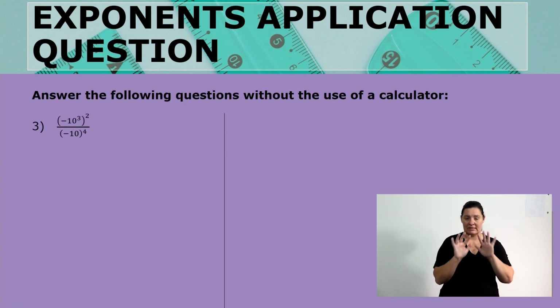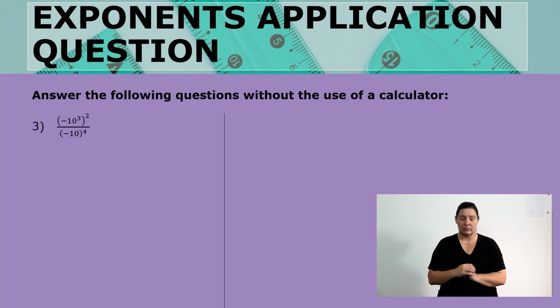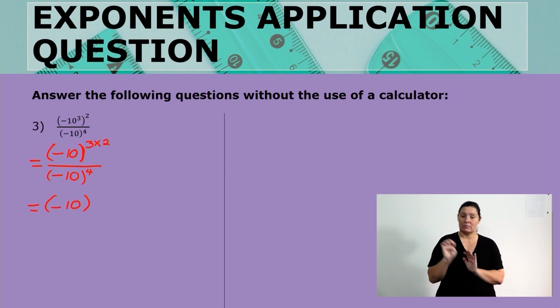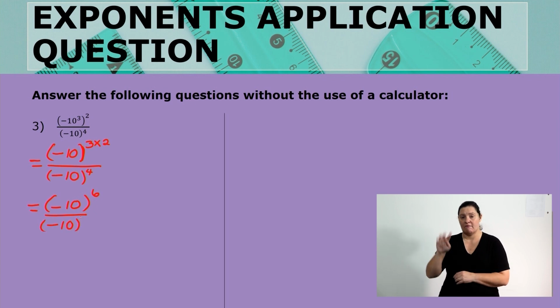Now we have negative 10 raised to the exponent 3, and that power is raised to the exponent 2, divided by negative 10, and that is raised to the exponent 4. When we're looking at the numerator, we are going to say negative 10, and what's going to happen to our exponents? That is 3 multiplied by 2. This is divided by negative 10 raised to the exponent 4. When we apply our exponent laws, that is negative 10 to the exponent 6 divided by negative 10 to the exponent 4.